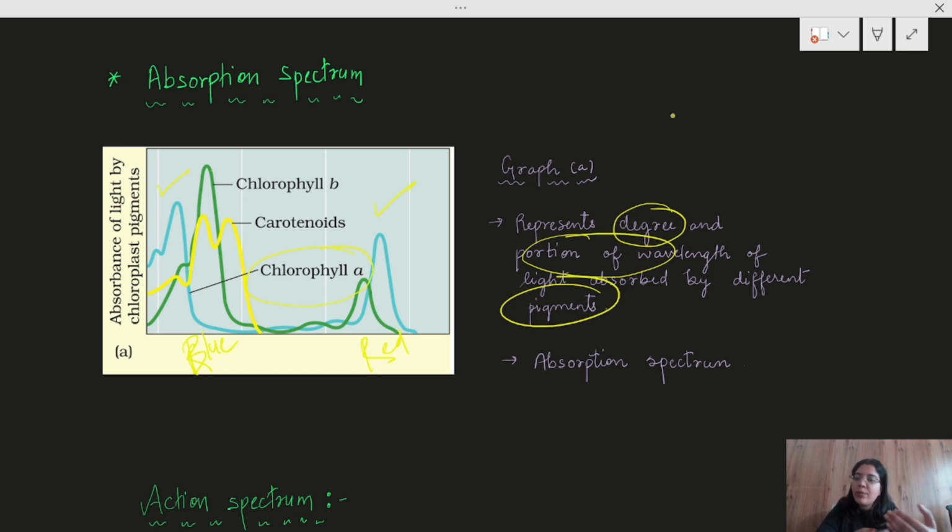And you can compare them also, right? Can you see chlorophyll B is showing more absorption in the blue region as compared to chlorophyll A, right? Because the peak here is more than this, right? And at the same time, you can see chlorophyll A is showing more absorption in the red region as compared to chlorophyll B, right? So this is the meaning of absorption spectrum.